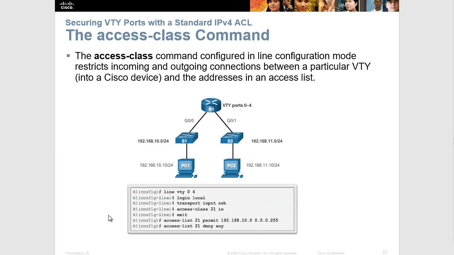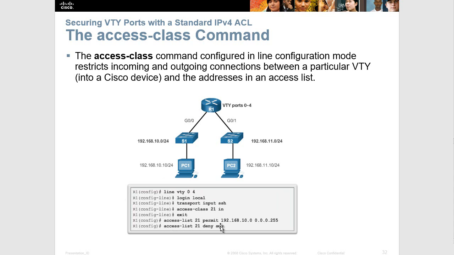We also have something called access class. When you're applying an access list to SSH, or I should just say your VTY lines, you're going to use the access class command rather than access group. We've been using access group on your real interfaces. On a virtual interface like these VTY lines, you're going to use access class instead. So that's what you type in.